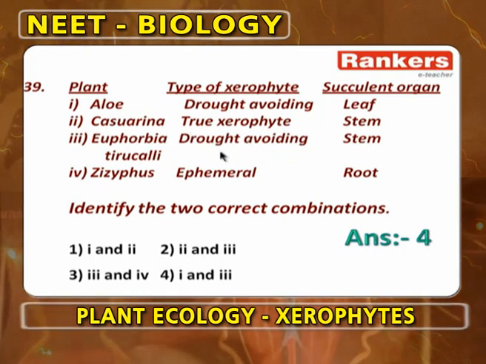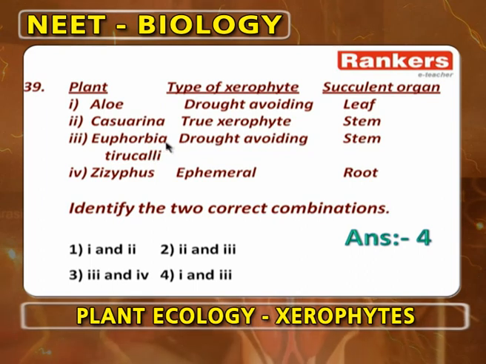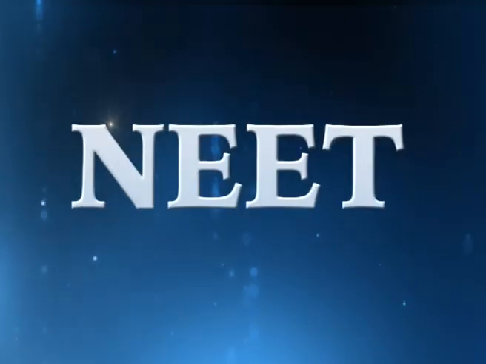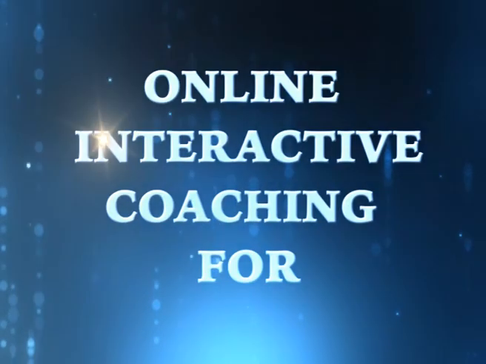Euphorbia, drought avoiding, Thirukali, stem. It is correct. Euphorbia thirukali, drought avoiding and stem modified. Ziziphus is not an ephemeral, it is a true xerophyte. Root is wrong.